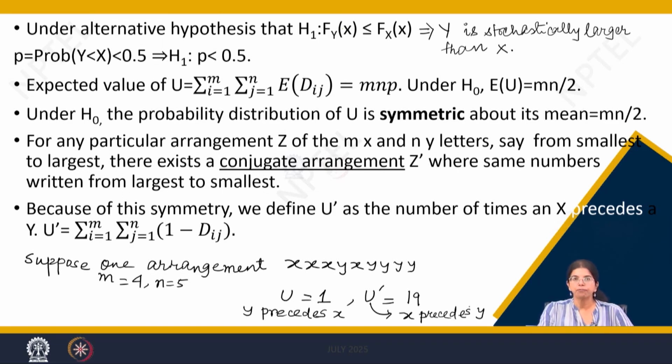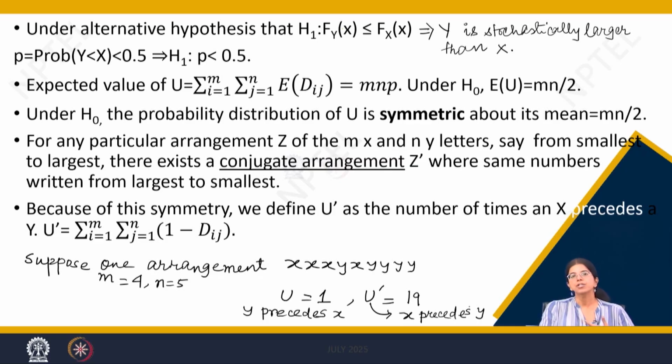So, the expected value of U is the expectation of the sum of Dij. That will be mn into p. Dij is a Bernoulli variable, and the expectation of any Bernoulli variable is p. So, mn into p, that many pairs you need to check. And under the null hypothesis, the expectation of U is equal to mn divided by 2, because under the null hypothesis p is equal to half. So, under H naught, the probability distribution of U is symmetric about its mean mn by 2.